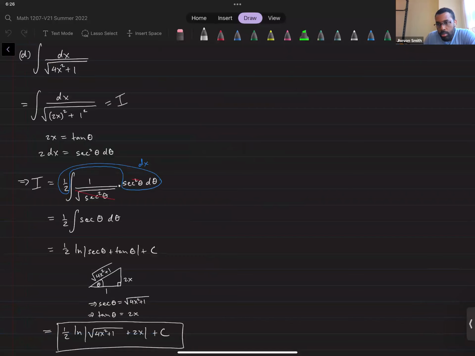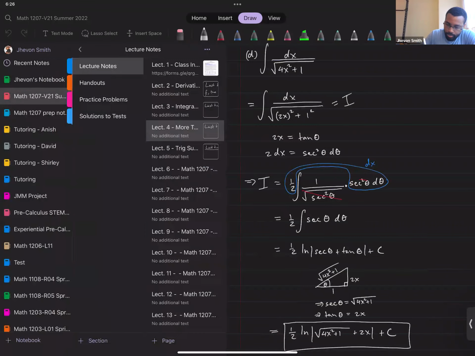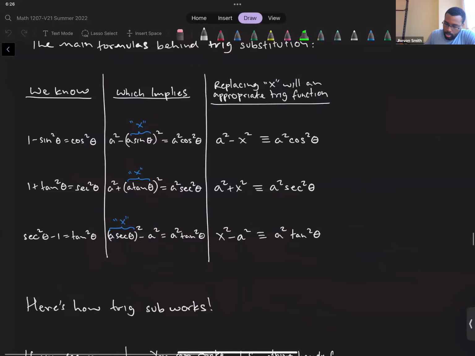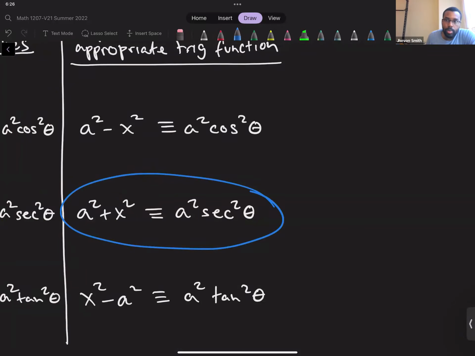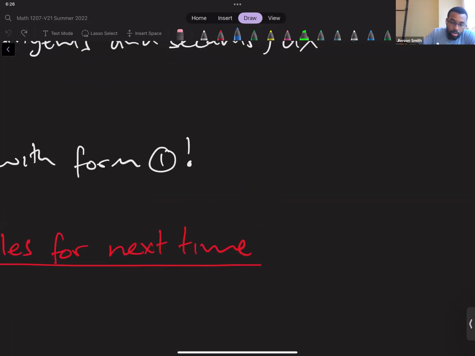I'm confused on how you knew to plug in the secant squared theta in the denominator when you first did the I equals. Okay, so there are a couple ways. One is from this table that I gave you yesterday, you kind of know that's what's going to end up happening, right? So I know that my a squared plus x squared will always end up looking like an a squared secant squared. So I can literally just plug that in. Okay, so that's one way to do it.